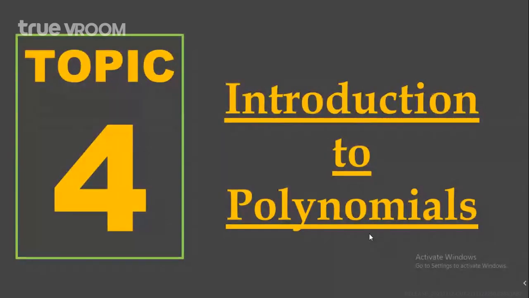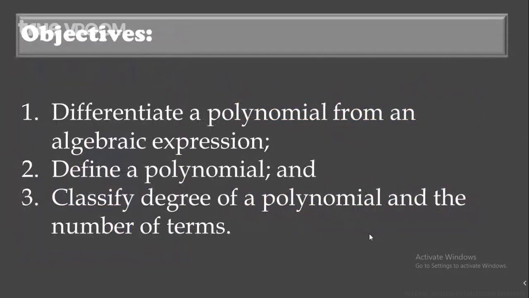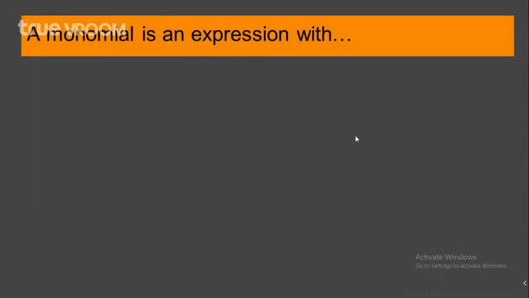Use all of your knowledge about monomials, about expressions, about similar monomials in this topic. So first, what are our objectives for today? Today we are going to differentiate a polynomial from an algebraic expression. Number two, we are going to define a polynomial. And number three, we are going to classify the degree of a polynomial and the number of terms of the given polynomial. So first, let's just review about monomial.